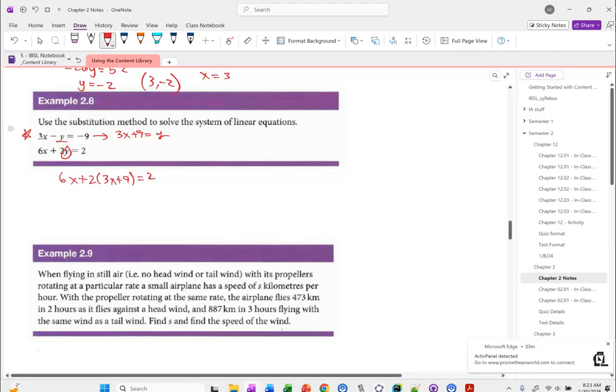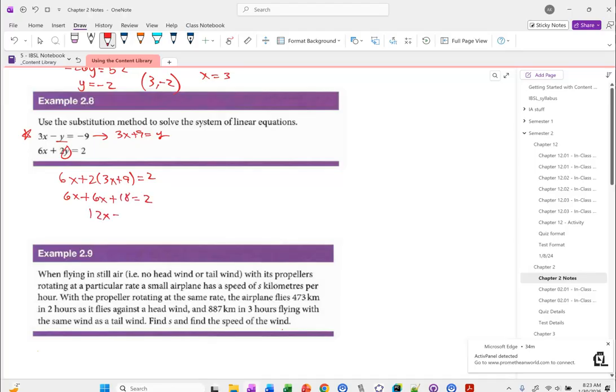Oops, that's a 2. Notice that I have only x's now. So 12x is equal to negative 16. So x is negative 4/3.